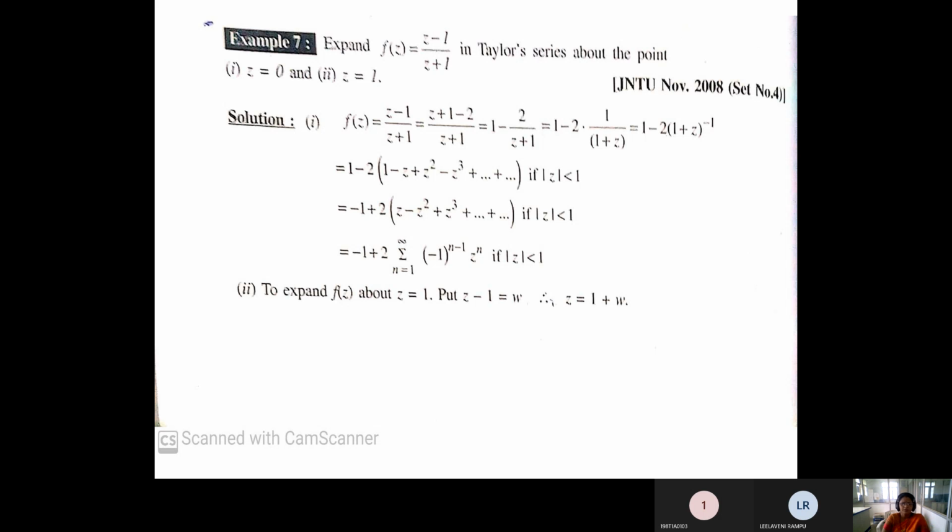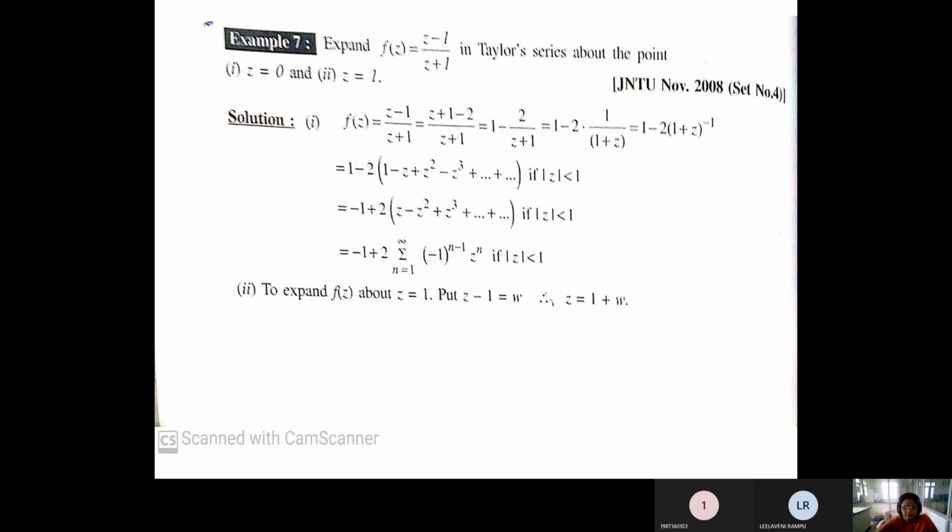So the first condition is about z equal to 0. Z minus 0 equal to w, so z equals w. So there is no need for a separate w; you can take directly in terms of z.